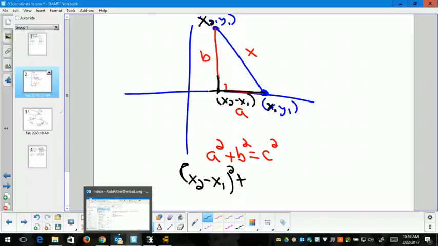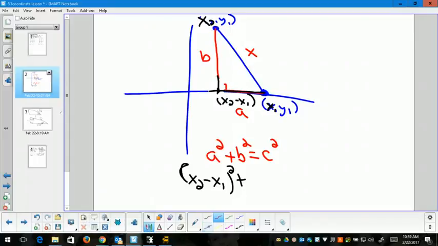Now in terms of y, this height is y sub 2. This height is y sub 1. If this is 0 and this is 10, then it's 10 units high. Or I could do 10 minus 0. Y sub 2 minus y sub 1 would give me this height right here.